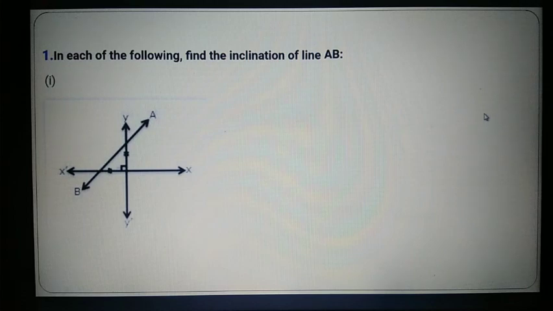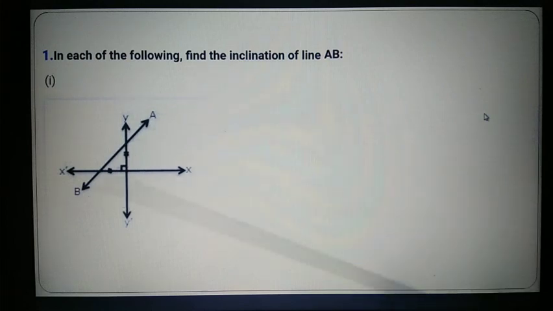So let's see the first question of the exercise, that is, in each of the following figures find the inclination of line AB. So there are three questions. I'm going to show you two questions. Third question you will try by yourself. Is that clear? So the first question is this one.